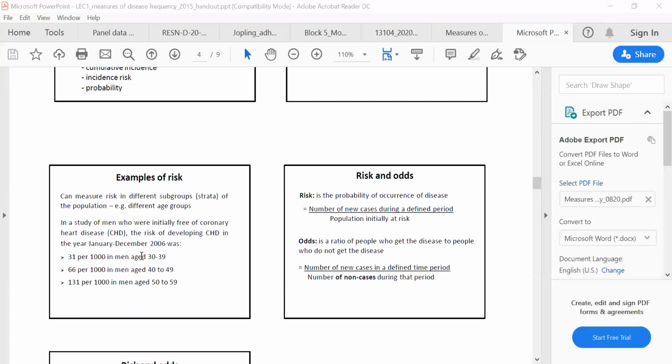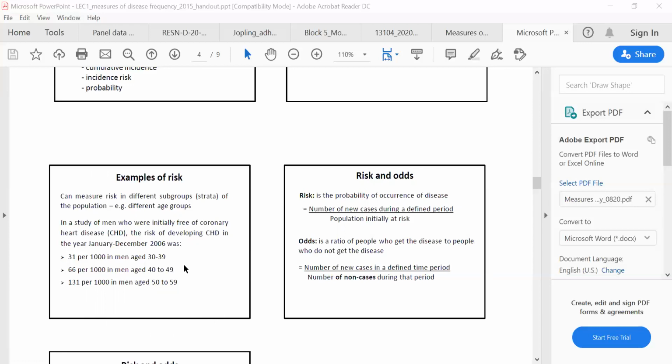For the lower age group, it's 31 per 1,000. But as the age increases, the risk becomes higher. So for the 40 to 49 age group, it's 66, and 131 for the age group 50 to 59. So actually, it's another way which can be used to present risk.